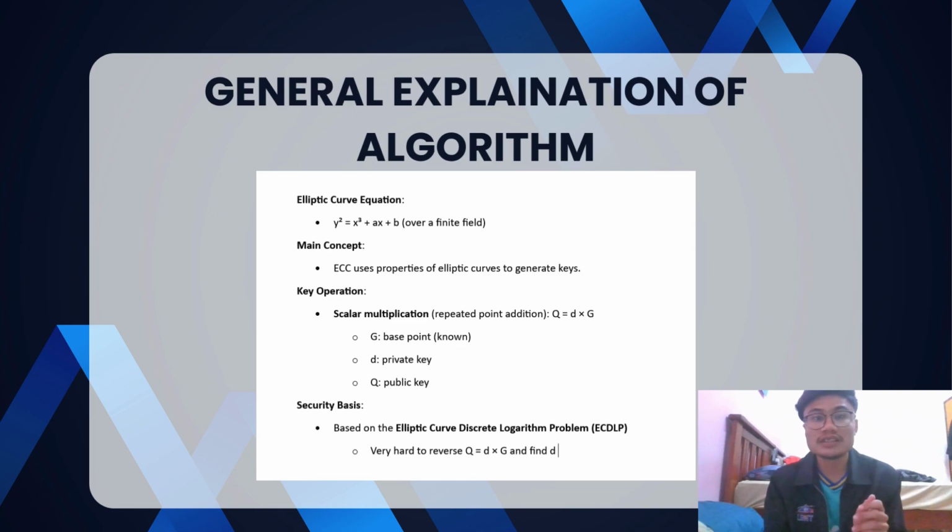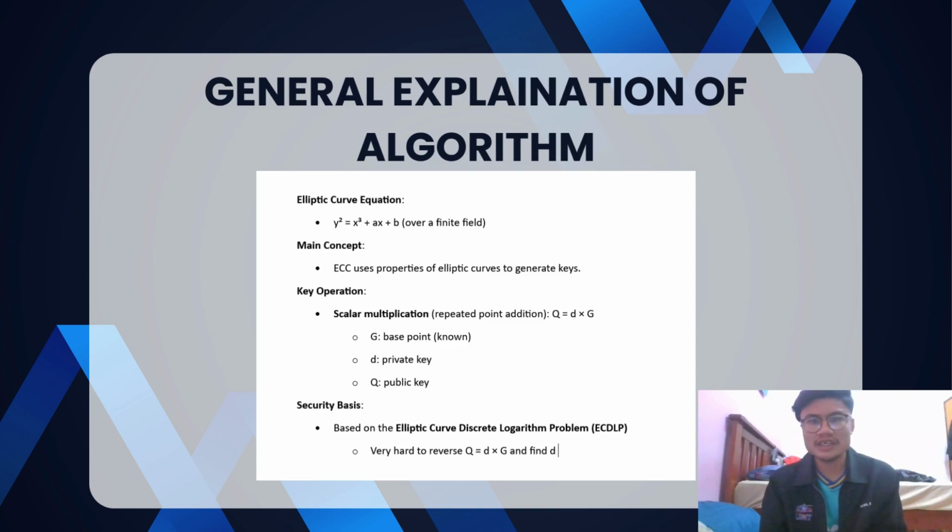The security of ECC comes from a problem called the elliptic curve discrete logarithm problem, or ECDLP. This means that even if someone knows the values of G and Q, it is extremely difficult, mathematically and computationally, to figure out what D is. This is what makes ECC strong and secure even with much smaller key size than RSA.